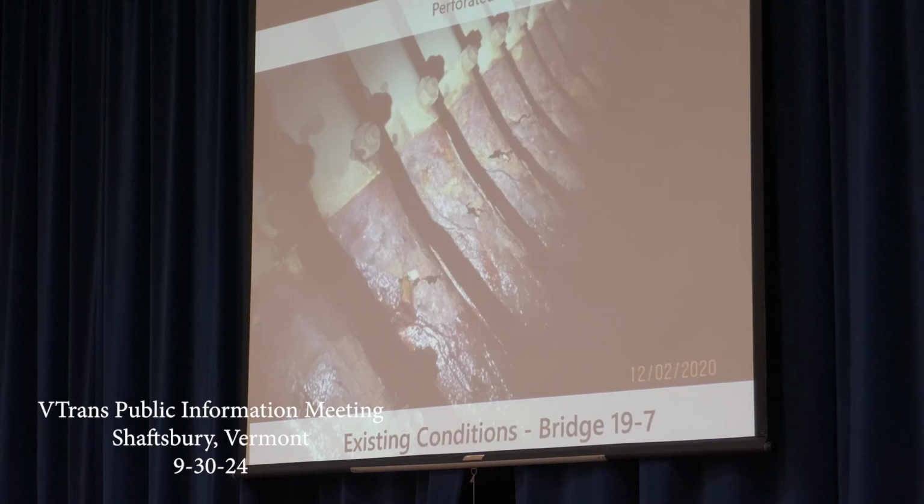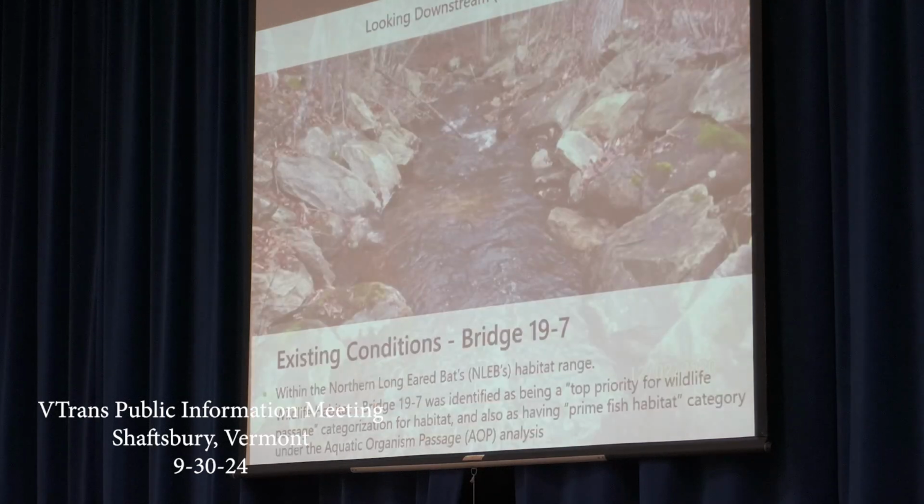So even though it's rated as fair, it's not that much different than the 19.5 culvert. So very similar to 19.5, we have wetlands upstream and downstream of this. We're within the northern long-eared bat's habitat range. And again, this is also a top priority for wildlife and fish passage with regards to aquatic organism passage analysis.